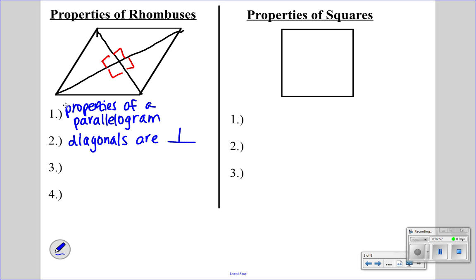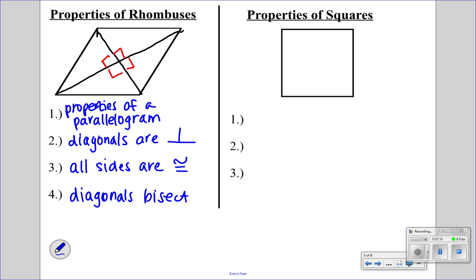What also is special about a rhombus is that all sides are congruent to each other. And another thing about the diagonals is that diagonals bisect opposite angles. That means that right here, these 2 angles are equal to each other. So if this is 15 degrees, then this will be 15 degrees. So those are special properties just for rhombuses.